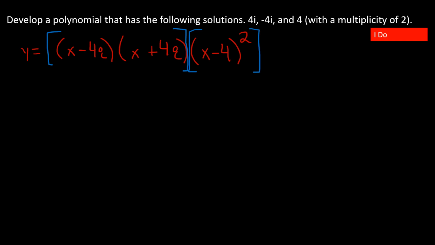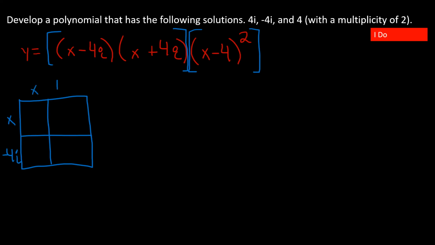So for the first one, we'll set up our box, right? You guys will recall we can use the tabular method to solve this here. So we're going to say x minus 4i and x plus 4i. So x times x is x squared. x times 4i is 4xi. x times negative 4i is negative 4xi. And negative 4i times 4i would be negative 16i squared.